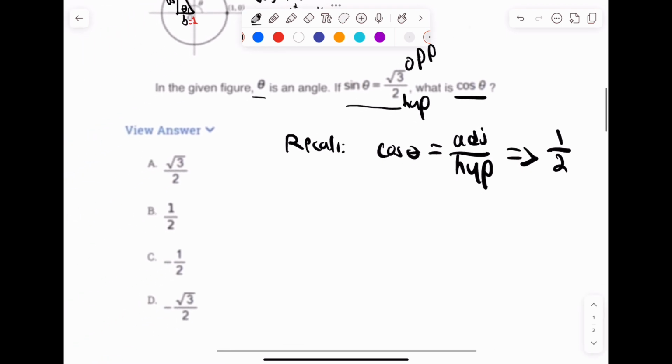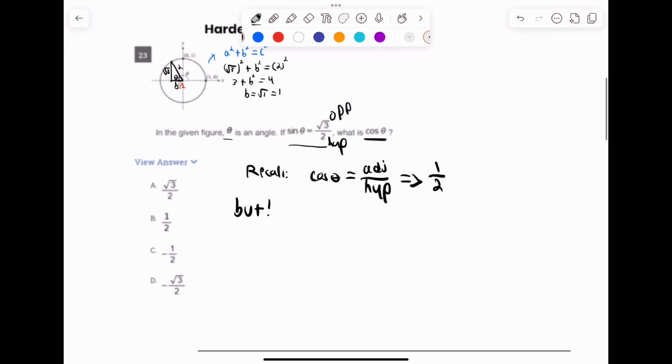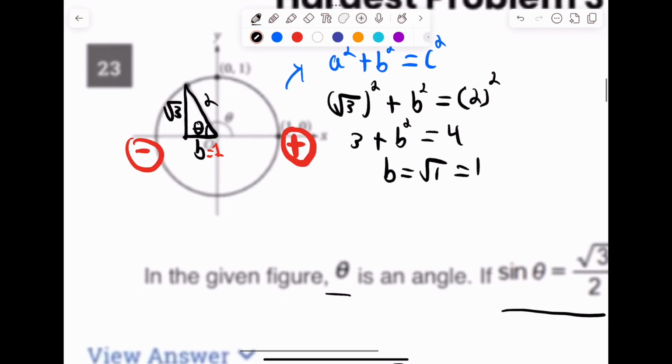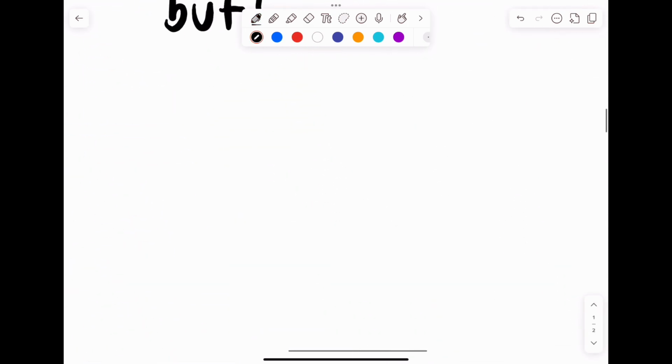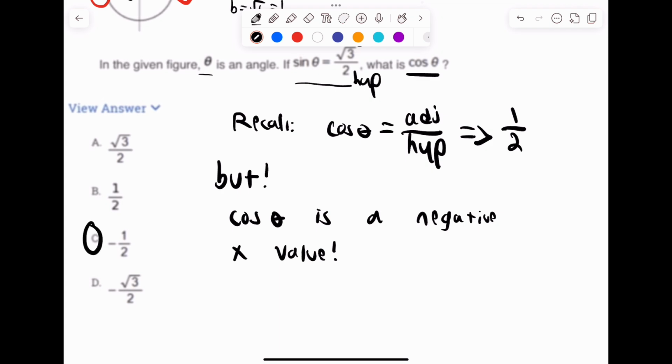So our answer should be b, right? No, but since we're in quadrant 2, notice how in quadrant 1, x is positive, but in quadrant 2, x is negative. And since cosine theta is an x value, the quadrant matters here. Therefore, cosine theta, because we're in the second quadrant, is a negative value. Which means our answer is C.